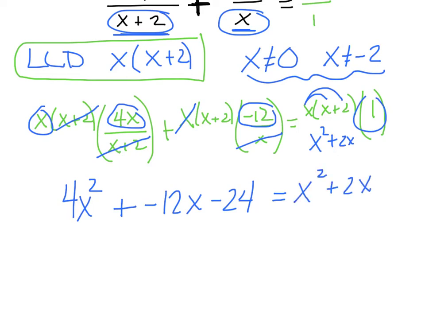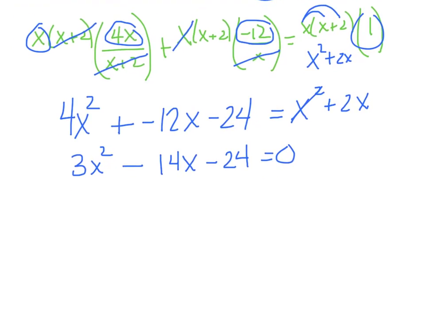All right, we'll set her equal to 0. I'll subtract the x squared over. That gets me 3x squared. I'm going to subtract the 2x over. That gets me negative 14x minus 24 equals 0. We'll factor and solve. A little guess and check action. I know that has to be 3x and x. I'm thinking I've got a negative 24. That means my signs have to be different.